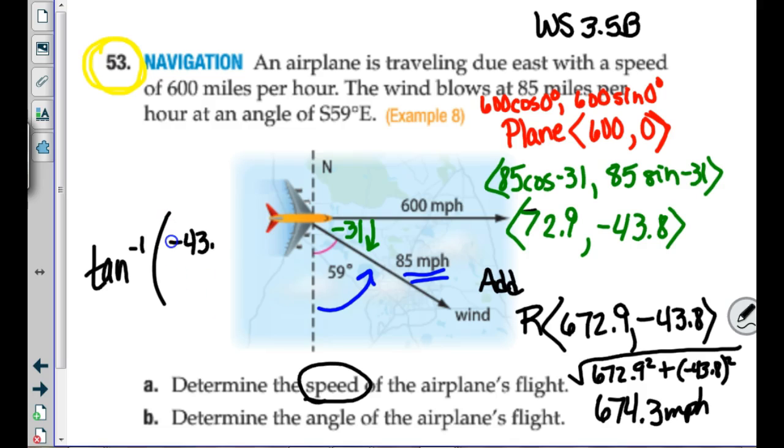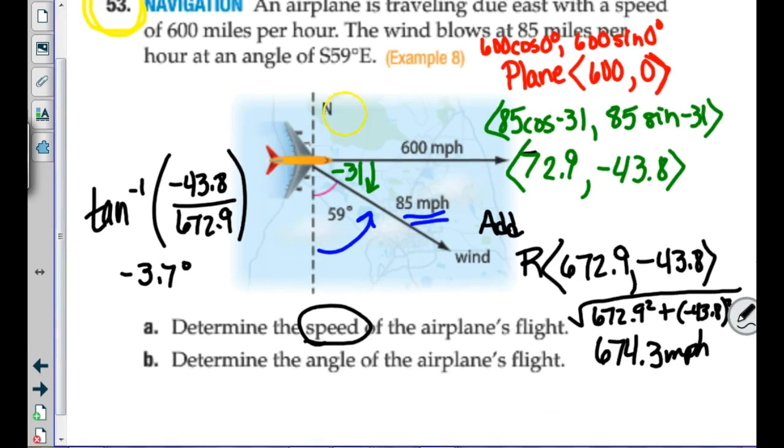Yes, the resultant. Inverse tangent, negative 43.8 divided by 672.9. I got negative 3.7 degrees. Anybody get that? Does that make sense, right? We had a quadrant 4. Okay. So we have some options.